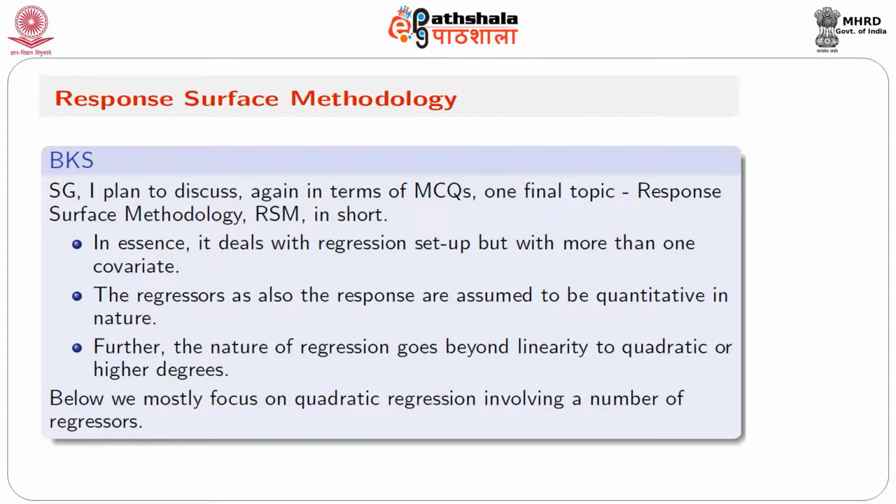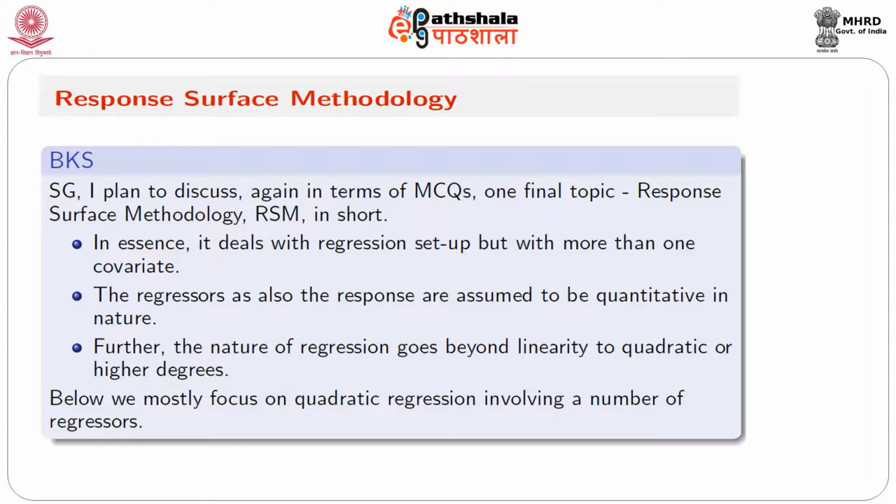Sagorika, as I said, this is the last topic that we are going to take up, response surface methodology, RSM in short. I plan to discuss this topic again in terms of MCQs. In essence, as I said in the introduction, it deals with a regression setup, but with more than one regressor or more than one covariate. The regressors and the response are all assumed to be quantitative in nature. The response variable is y, which is quantitative. The regressors x1, x2, etc., are also regarded as quantitative.